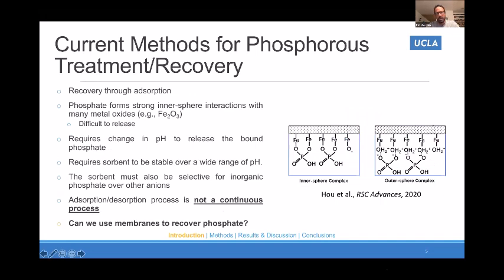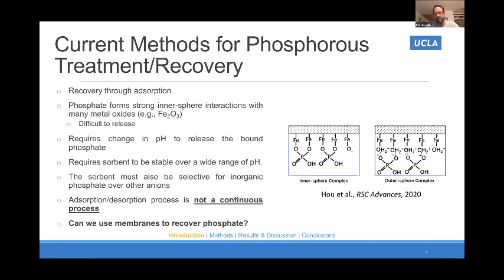And a lot of work has been done about using adsorption methods to recover phosphorus. Probably the most common is using various transition metal particles like iron oxides, for example. They form both inner sphere and outer sphere complexes as shown over here on the right. This works really well. You can actually get pretty high loading of phosphorus onto the various transition metal particles. Problem is actually releasing the phosphorus.